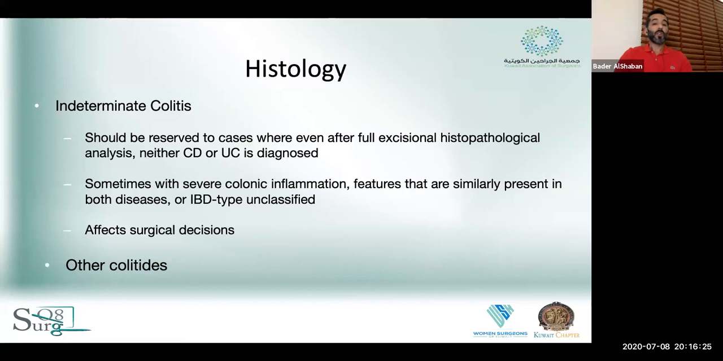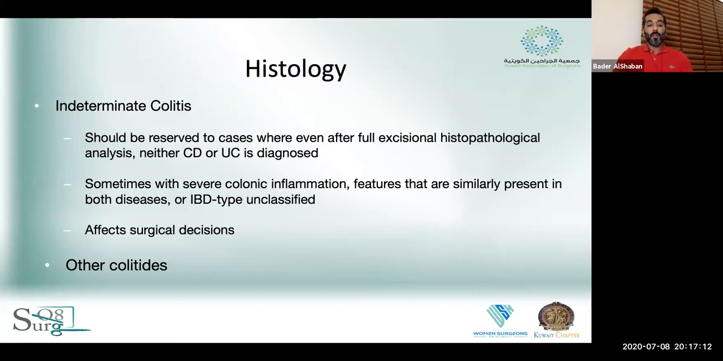There is an entity that is called indeterminate colitis. This should be reserved for cases where, even after full excisional histopathological analysis, neither Crohn's disease nor ulcerative colitis is diagnosed. This may present in about 10 to 15% of histopathological samples that are sent to the pathology department after completion of proctocolectomy. So this is something that warrants discussion with your patients: in certain situations, namely 10 to 15% of patients, especially the ones that tend to present with severe disease from the point of diagnosis, after full excision the diagnosis might change, and the final plan of surgical management might also change.